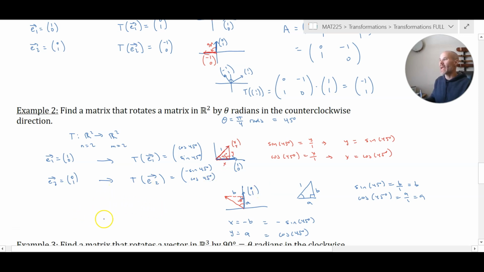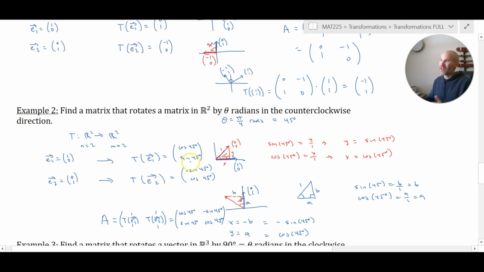And recall that our A matrix will contain the transformation of E1 as the first column and the transformation of E2 as the second column. And what are those transformations? They are cosine 45 degrees, sine 45 degrees, negative sine 45 degrees, and cosine 45 degrees. And this matrix, if you multiply any vector by it, you will get a vector that is rotated 45 degrees counterclockwise. Pretty cool, right?